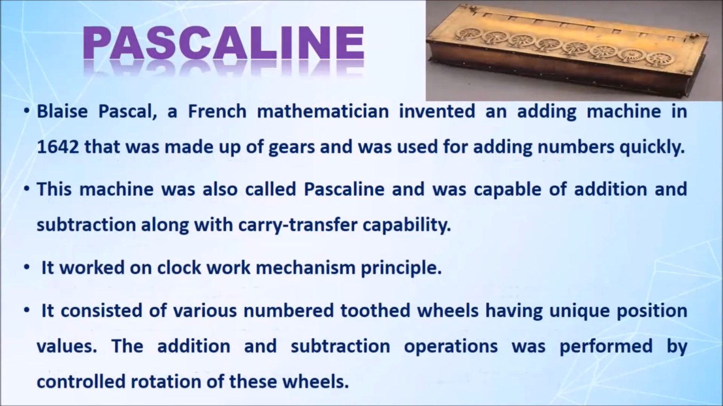Our next device is Pascaline, and this was invented by Blaise Pascal, a French mathematician, in the year 1642. It was made up of gears and was used for adding numbers very quickly, and it was capable of addition and subtraction along with the carry transfer capability. It worked on the clockwork mechanism principle. It consisted of various number tooth wheels having unique position values. The addition and subtraction operation was performed by controlled rotation of these wheels.